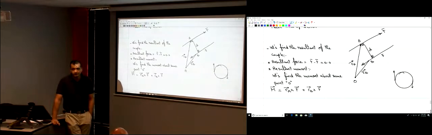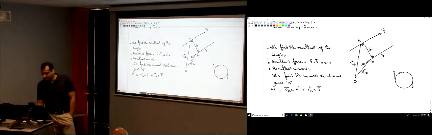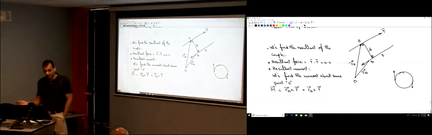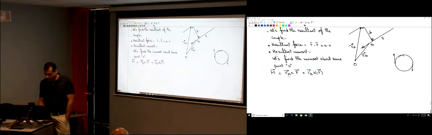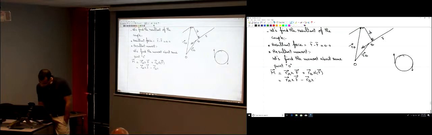Since one of the forces is in the opposite direction, so why we didn't say it's negative? Yes. So that's why I was asking this. So if this is F, then this one has to be negative F, because they are opposite in direction, right? So now, as you see here, you have R multiplied by F, and here R multiplied by F. So let's write this like this. RA cross F minus RB cross F.